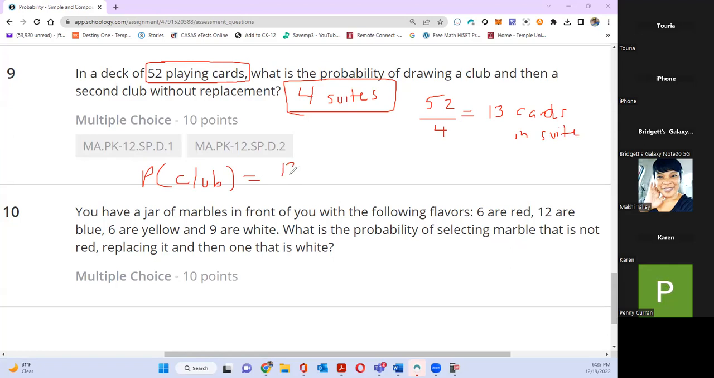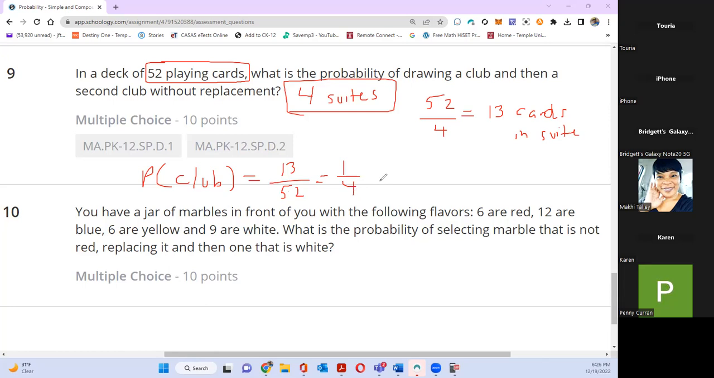How many total cards are in the deck? 52. So now, does everybody understand that? Remember, the probability of picking a club is the selected outcome. So how many clubs are there? 13. The total outcomes is the total number of cards, which is 52. I can reduce that to 1/4.